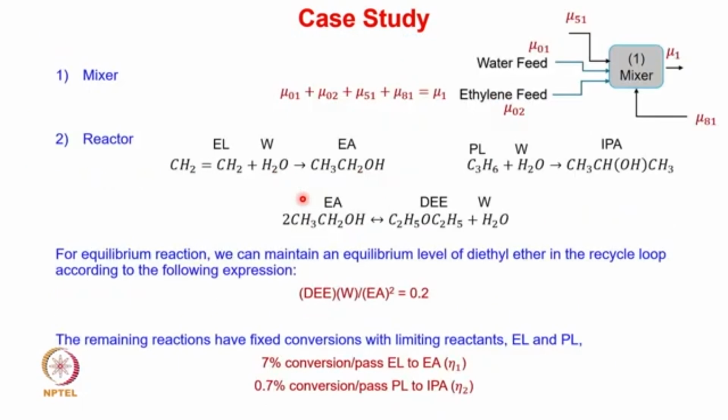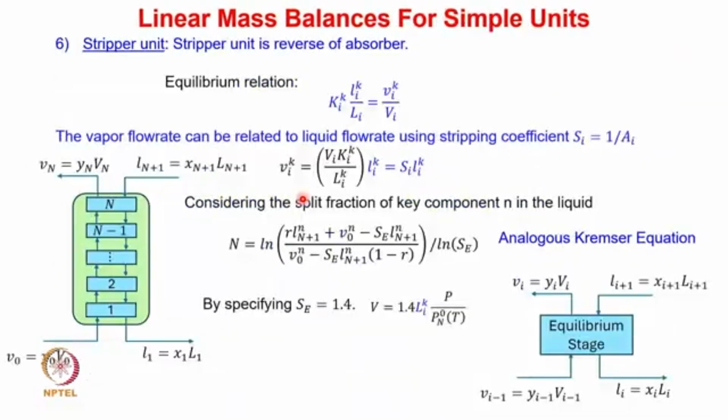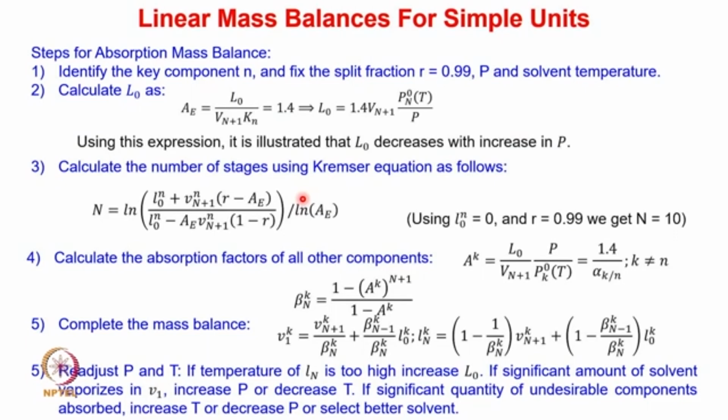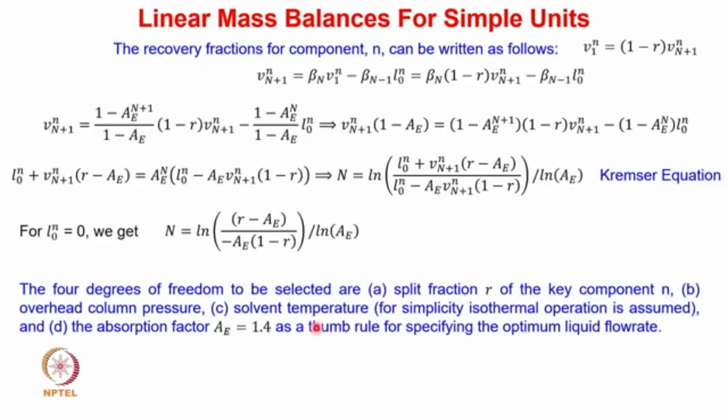If I go back, remember in the absorption we have given the simplified equations for calculating the number of stages. So when we are assuming that there is no key component present in the liquid, in that case L naught n is 0. So in that case this particular equation is simplified. The simplified equation can be given by ln of R minus AE divided by minus AE into 1 minus R, divided by ln AE. You can see that this equation we can directly obtain from the original Kremser equation.